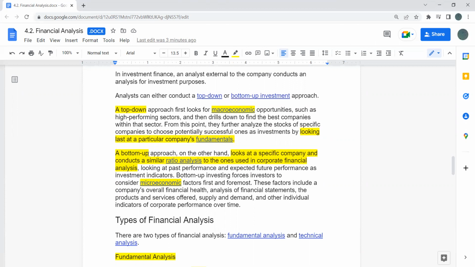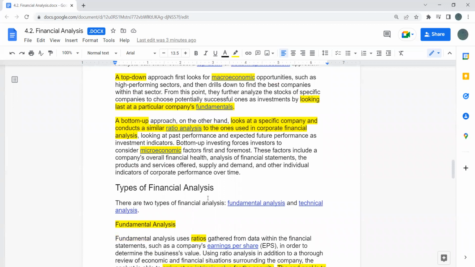A bottom-up approach looks at specific companies and conducts a similar ratio analysis to the ones used in corporate financial analysis, and this is called microeconomic. So basically, the macroeconomic approach looks for the best company and looks last at a company's fundamentals, but in the microeconomic approach, they look at the ratios. So they look at the fundamentals. So at the macro level, they look at the high-performing sectors and then drill down to find the best companies within the sector. Top-down and bottom-up.